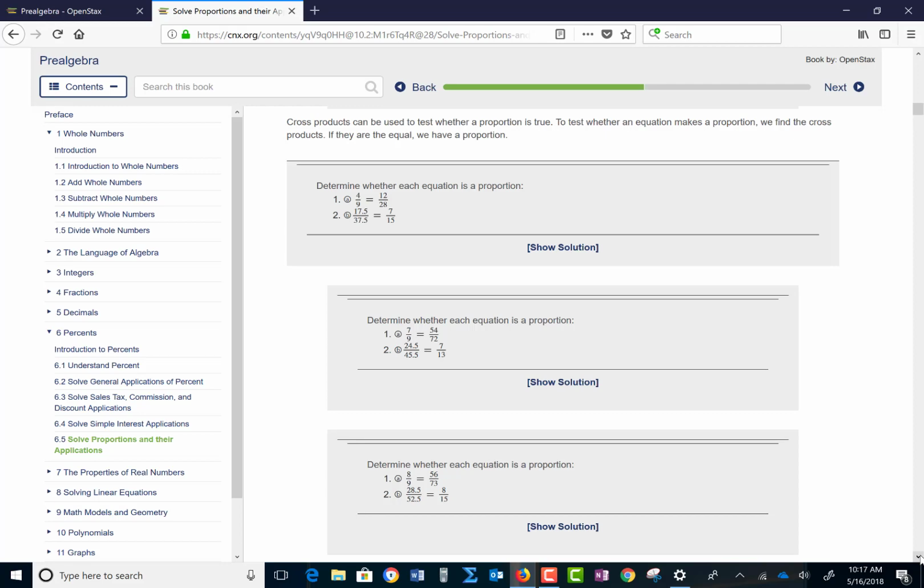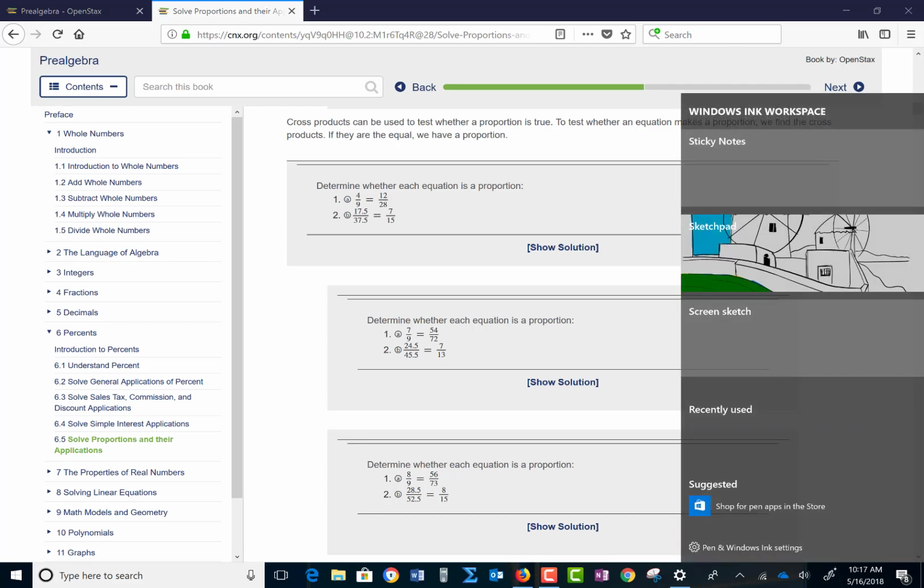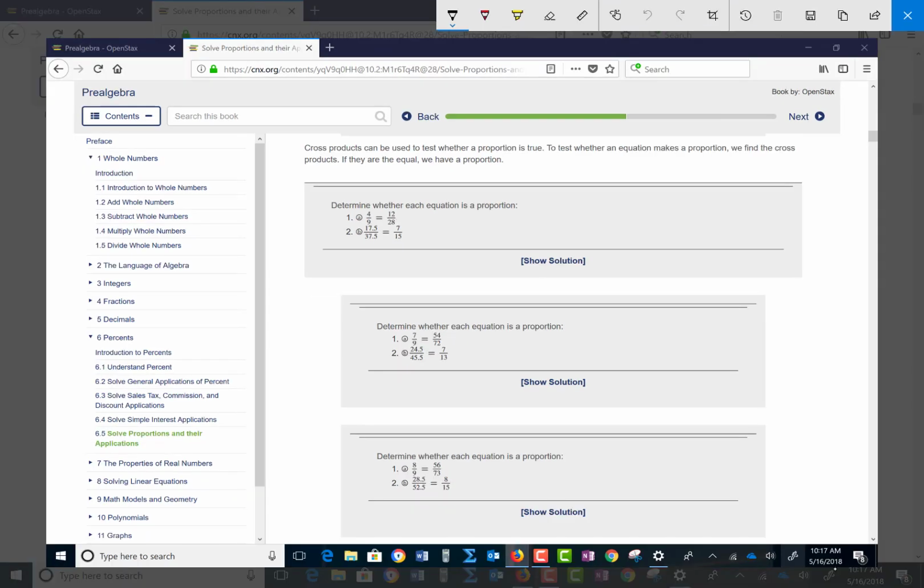For the next set, we're trying to determine if these sets of fractions actually do make up a proportion. And we use the concept of cross products. And what we do is we cross multiply. And if the numbers are equal, then we know that it is a true proportion. So if I look at this one, what I do is I do 4 times the 28 and the 12 times the 9. So 4 times 28 is 112.